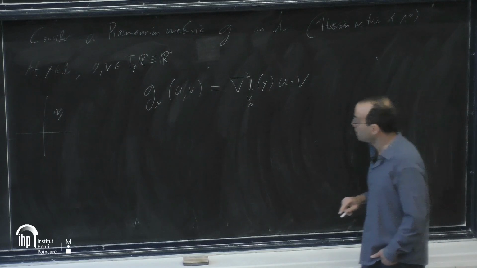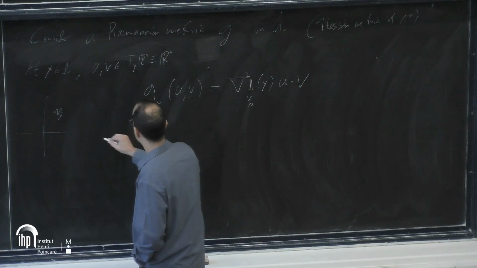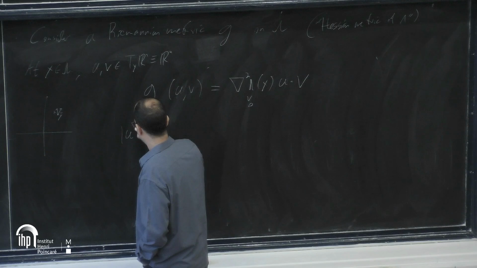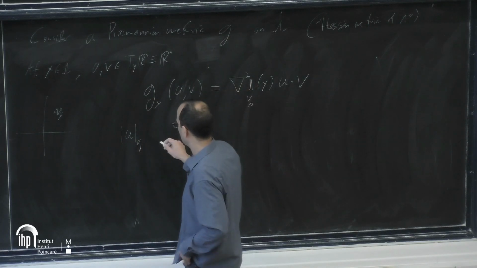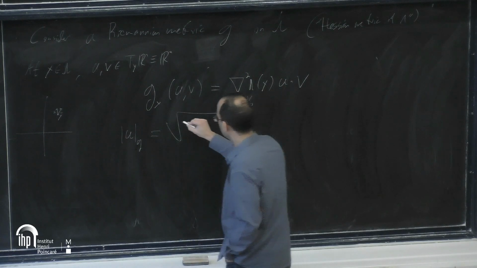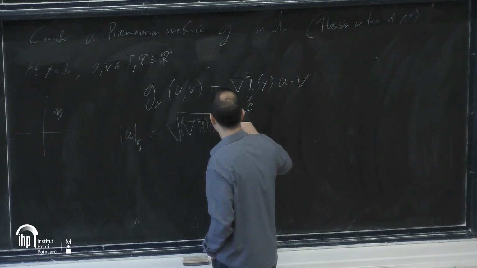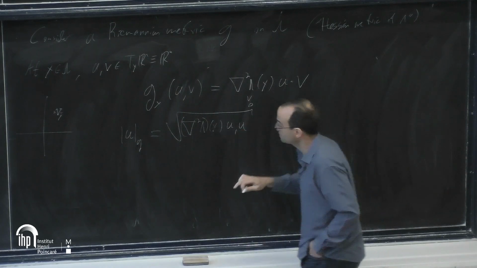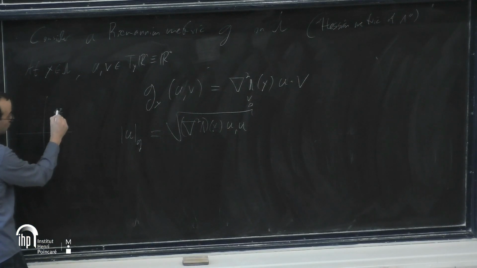Okay, now if you have the length of the unit vector u, what is the length of u? When I put subscript g, I mean with respect to the metric g. It will be the square root of the Hessian of lambda, u times u. Right? This is the length of the vector. The directional second derivative of lambda in the direction of u is the length.